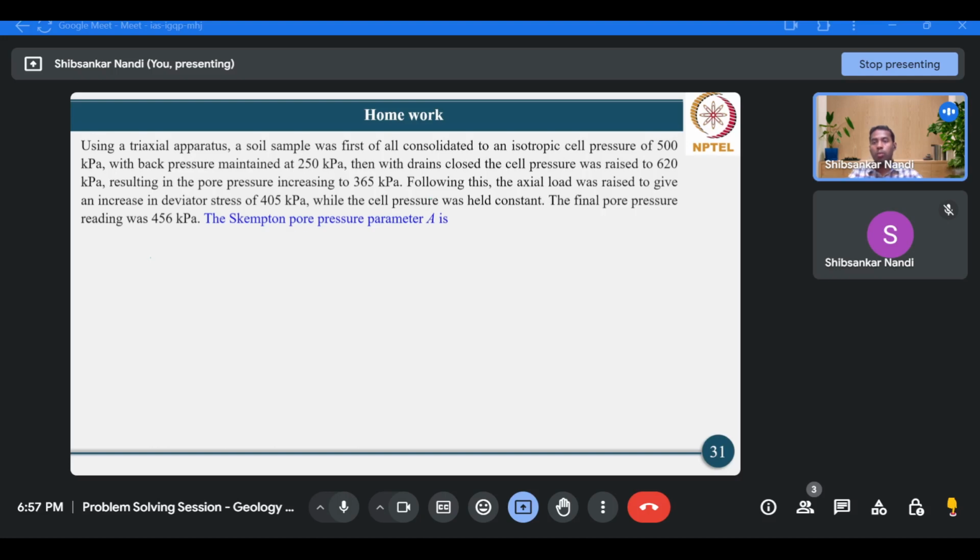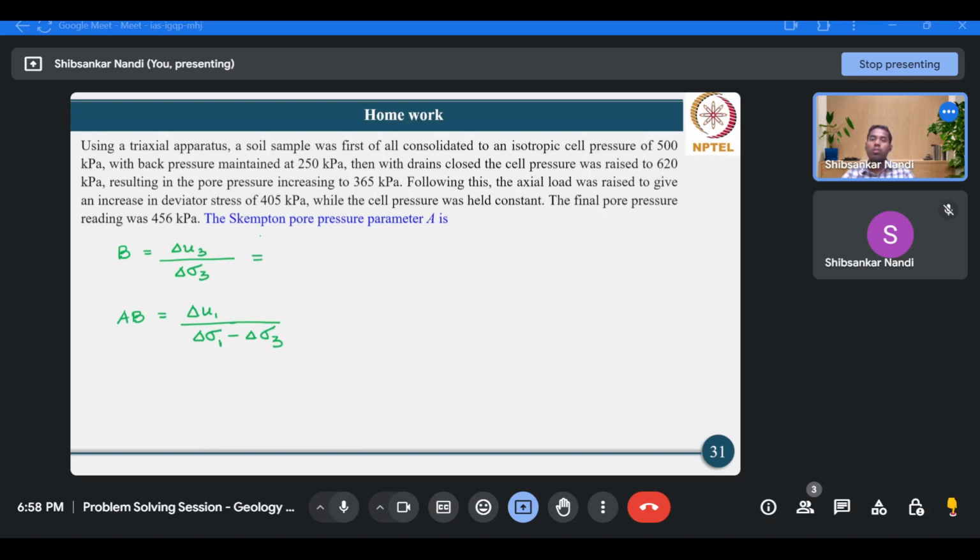The Skempton pore pressure parameter A is asked. So first you have to calculate the Skempton pore pressure parameter B, because the Skempton pore pressure parameter B is defined as delta U3 by delta sigma 3, and then the product of parameters A and B is defined as delta U1 by delta sigma 1 minus delta sigma 3. Now what is delta U3?